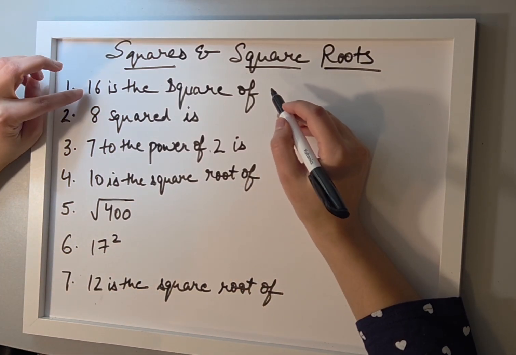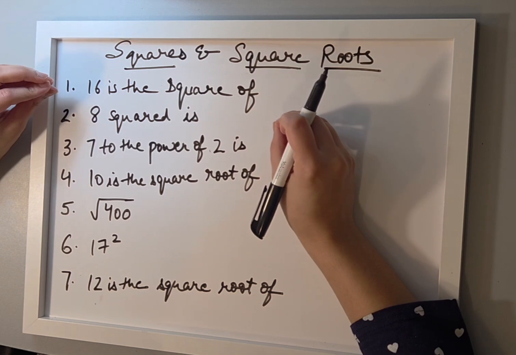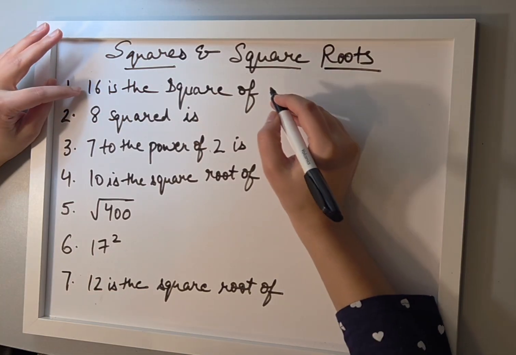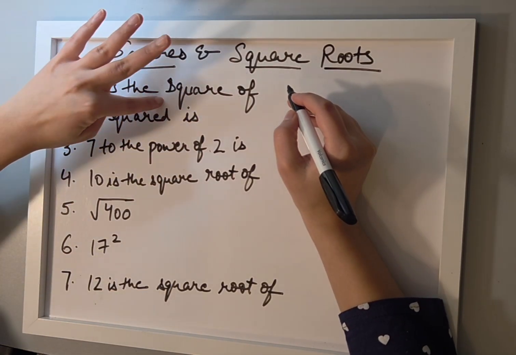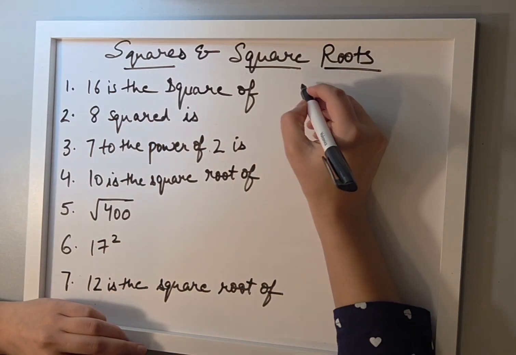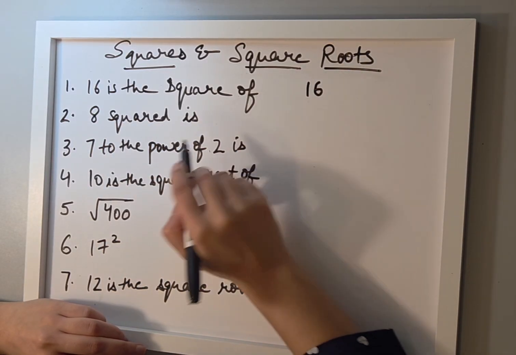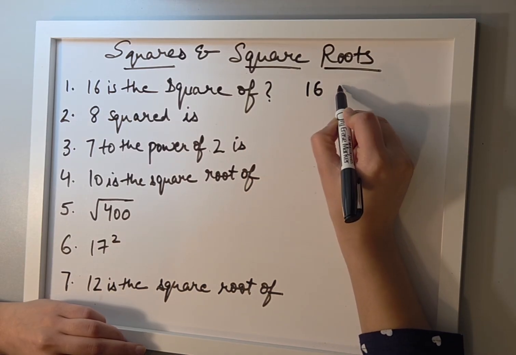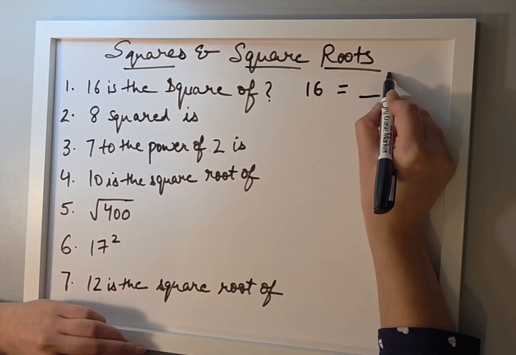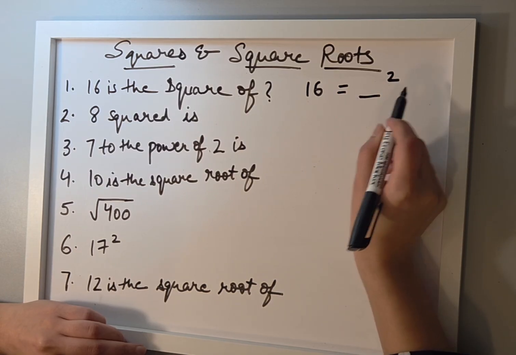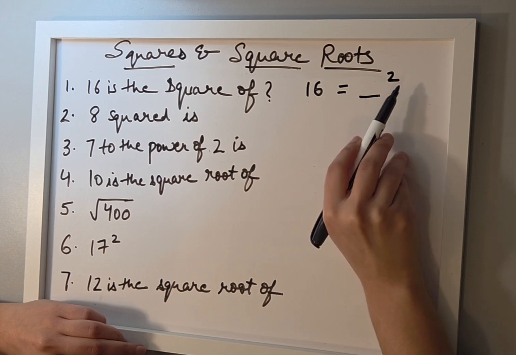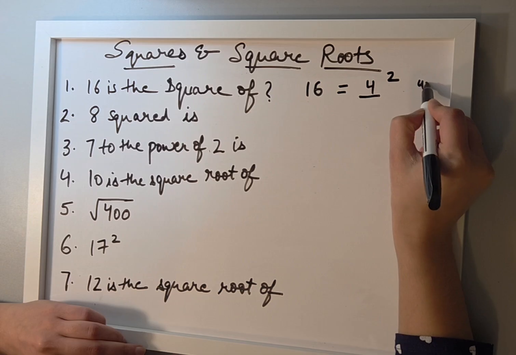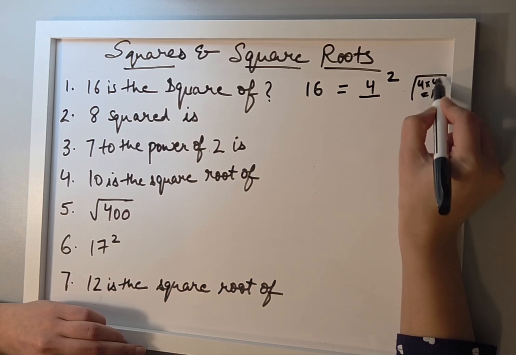Okay, so the first one is, it's very important to understand properly and slowly what each word means. So 16 is the square of. So 16 is a square. So they're asking 16 is the square of basically what, right? 16 is a square already. We need to tell what is squared to give 16. So we know it's 4, right? Because we know 4 into 4 is 16.